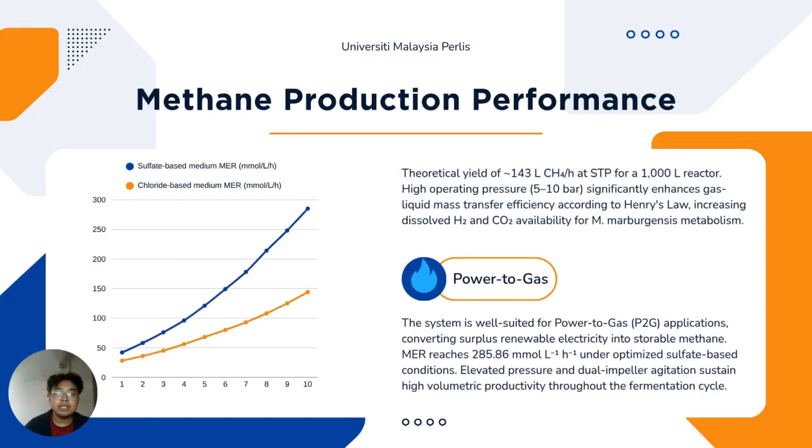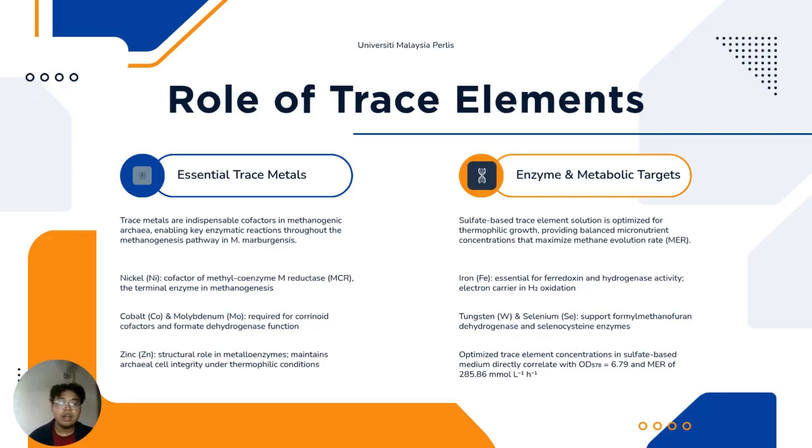The combination of our mechanism, optimized medium, and controlled conditions leads to impressive performance. As the graph shows, the theoretical methane yield is significant, around 143 liters of methane per hour for our reactor size at standard temperature and pressure. However, as I mentioned earlier, operating at a high pressure is a key factor in achieving this. It drastically improves gas-to-liquid mass transfer, ensuring the hydrogen and carbon dioxide are quickly dissolved and available for the microbes. Finally, let's look at why our trace element solution is so specific.